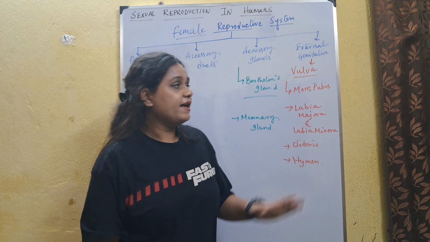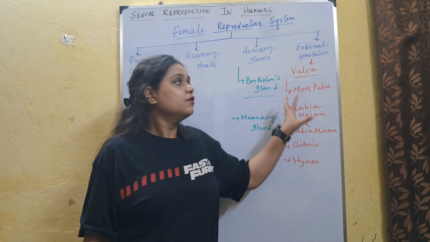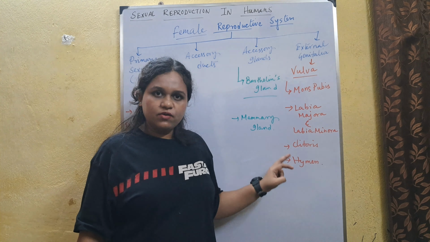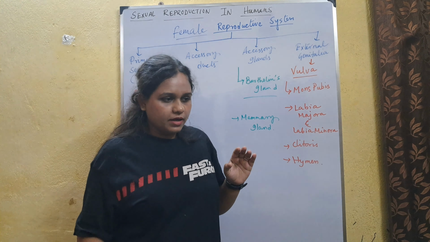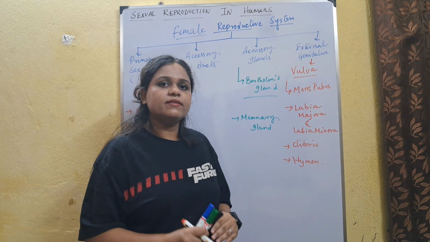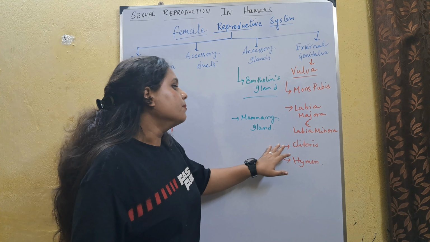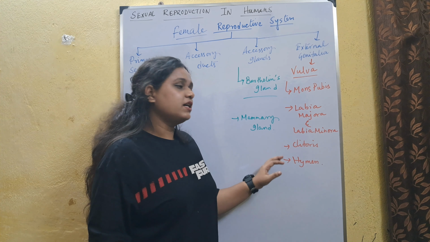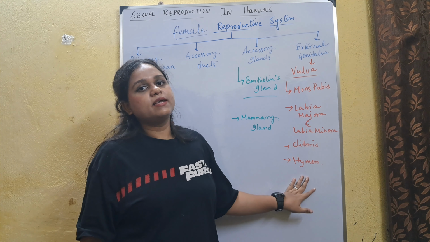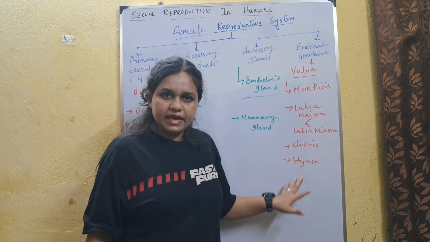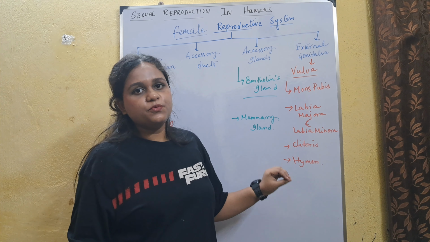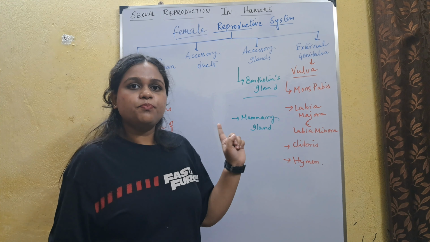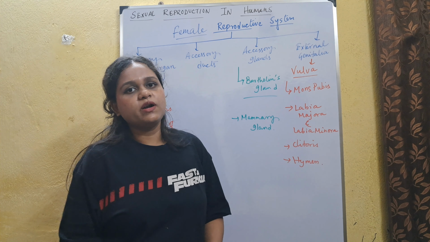The mons pubis is the external part of the vulva. The labia majora and the labia minora are folds which protect the vulva and the other reproductive parts. The clitoris is a small sensitive organ in the vulva region of women, and the hymen is a small, very thin muscular tissue which protects the vulva from external injuries. Now, these are the various parts of the female reproductive system.